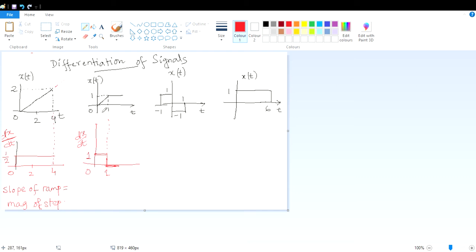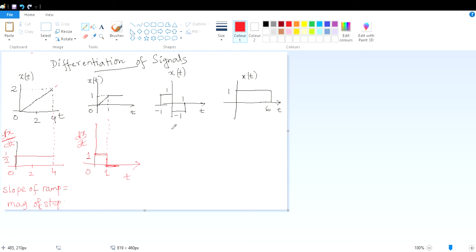Understood? What is the difference between these two? Here we are considering only that the ramp is going on, so the step was like this. But here we considered that there was another ramp, and due to the other ramp, the slope becomes 0. So as per our formula, as the slope of the ramp is 0, the magnitude of the step must be 0. So it must come down at time equal to 1, and it will look like this. Understood?